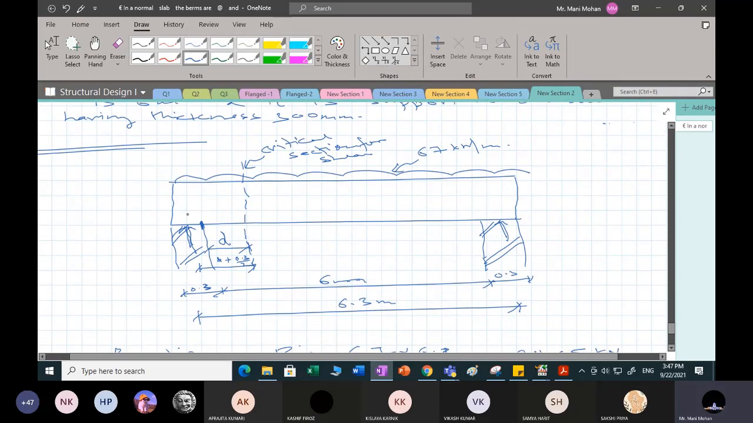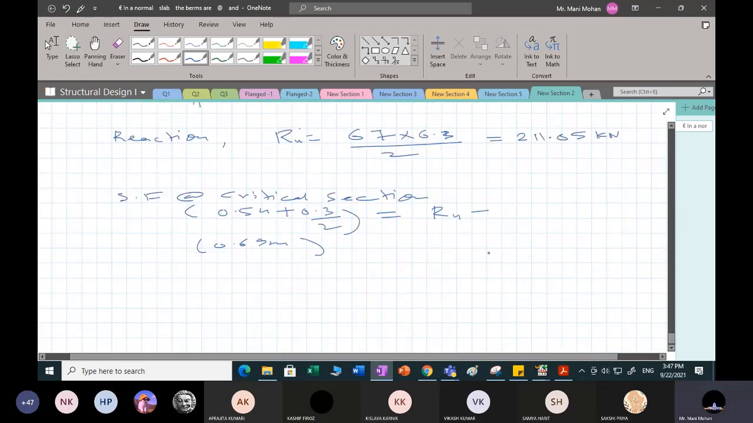So here you can see you have upward force and you will be having downward force. So I'll be having Ru minus 67 into 0.69. So you do this, how much is it coming? What is the shear force for which you are going to design? 164.82, sir. 164.82 kilonewton. So instead of designing for a very large shear force, let's say 211.05, you have to design for how much? 164.82 kilonewton. So this will give you lesser shear reinforcement.